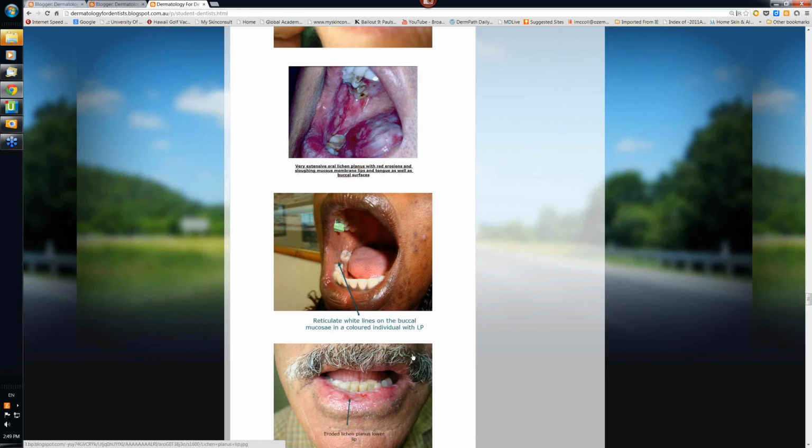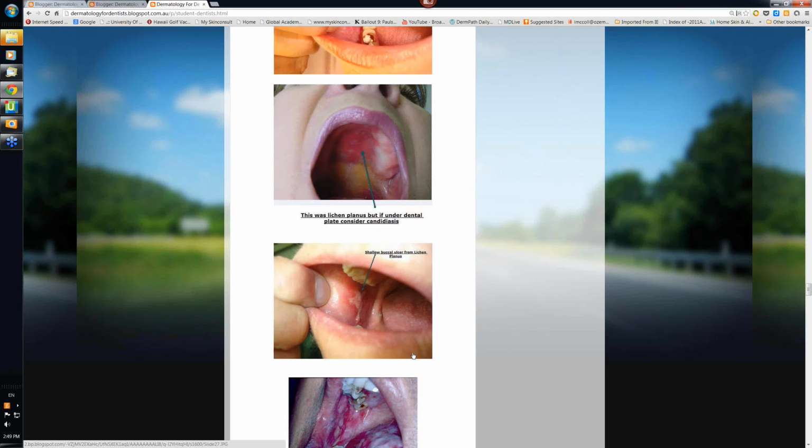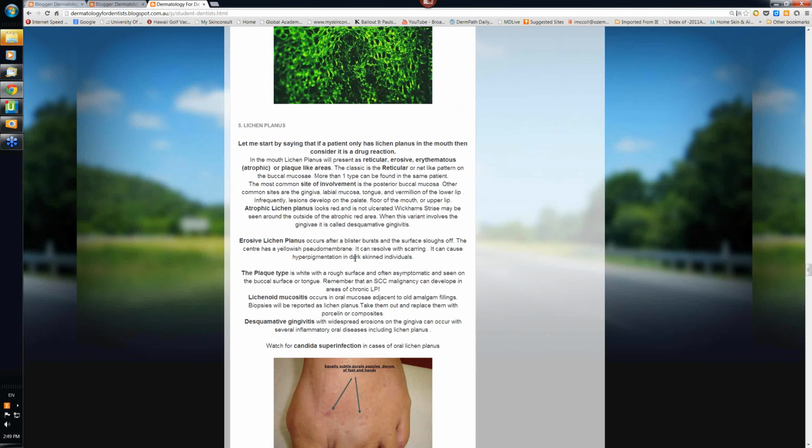Just remember the various types. Go back up to the beginning there and remember the various types that you can get. Remember the reticular types, the most common, the erosive, the erythematous, the atrophic, and the plaque-like types. Just remember what it looks like. Remember desquamative gingivitis as a presentation. And take a punch biopsy. And remember it can affect the lips as well.